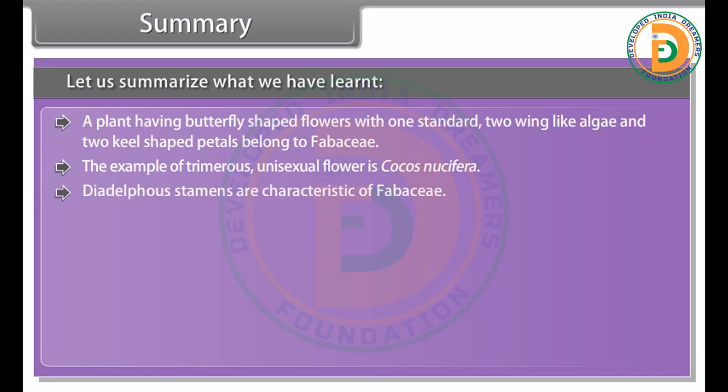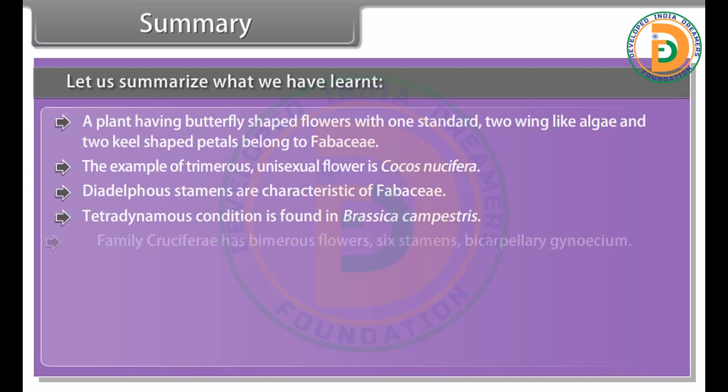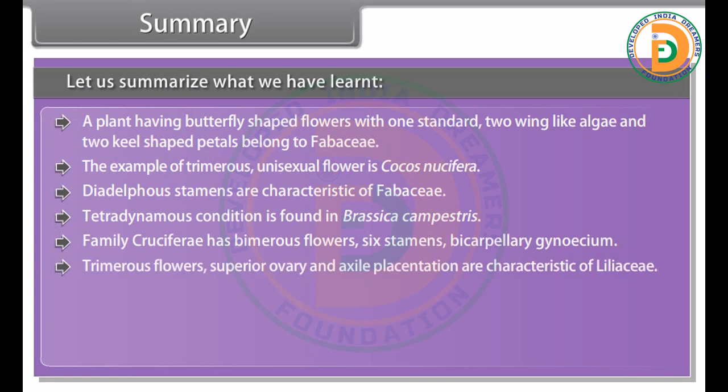Diadelphous stamens are characteristic of Fabaceae. Tetradynamous condition is found in Brassica campestris. Family Cruciferae has bimerous flowers, 6 stamens, bicarpellary gynoecium. Trimerous flowers, superior ovary and axile placentation are characteristic of Liliaceae.